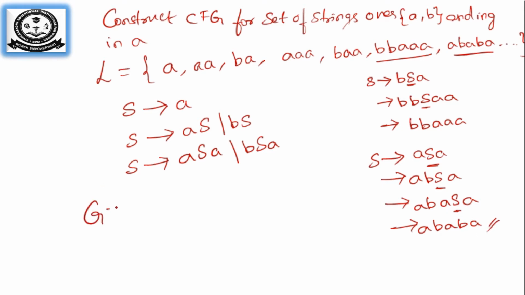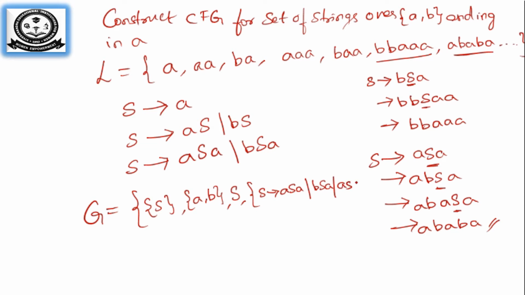So your context-free grammar is going to be S, the only non-terminal variable, and your terminal variables are a and b, your starting symbol is S, and your production rule is S → aSa or bSa or aS or bS or a. So this is the context-free grammar for generating the set of strings over a and b ending with a.